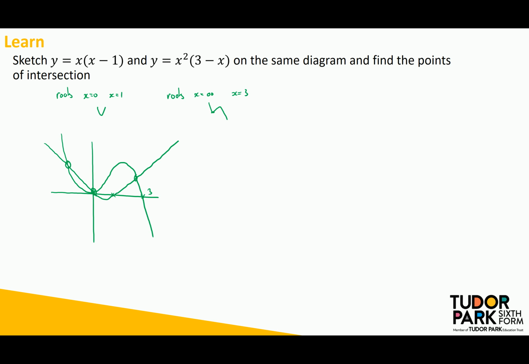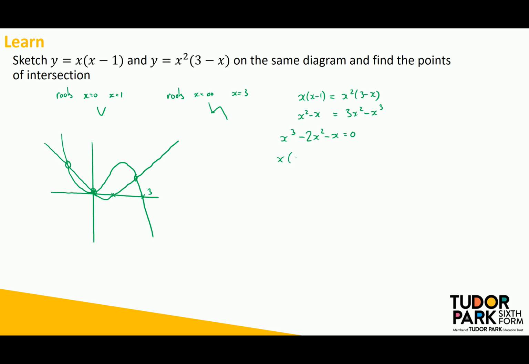From my sketch I know that I'm going to be able to find three solutions from this, so I then set my equations equal to each other. So I've got x lots of x minus 1 is equal to x squared lots of 3 minus x. If I expand this, that gives me x squared minus x is going to be equal to 3x squared minus x cubed. Rearranging would give me x cubed minus 2x squared minus x is equal to 0.